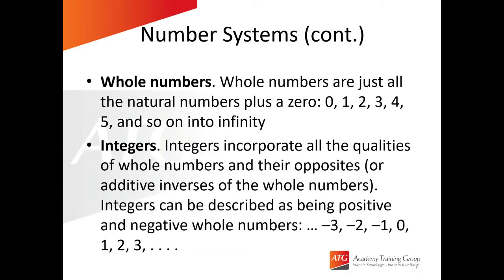Whole numbers. Whole numbers are just all the natural numbers plus 0. So 0, 1, 2, 3, and so on to infinity. Integers. Integers incorporate all the qualities of whole numbers and their opposites, or additive inverses of the whole numbers. Integers can be described as being positive and negative whole numbers. So for example, -3, -2, -1, 0, 1, 2, and 3.